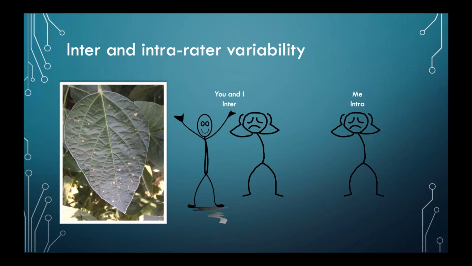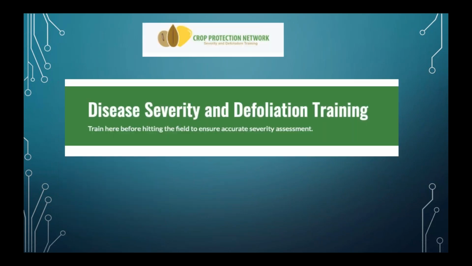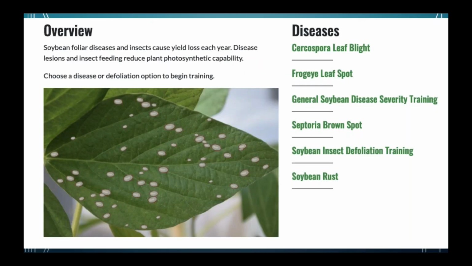And it's frustrating. And there are tools that we can use to help us calibrate ourselves before going into the field. And one of these is from the Crop Protection Network. This is a disease severity and defoliation training tool that they have. So you can go onto their website and do this training, and they have multiple diseases for corn and soy, and you can click on one.